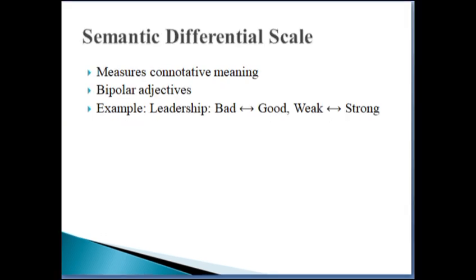Semantic Differential Scale. This scale was developed by Osgood and colleagues. It captures the emotional or attitudinal meaning of concepts. Respondents rate concepts along bipolar adjectives such as good, bad, strong, and weak. This scale is particularly used for branding, perception, and leadership studies, providing nuanced insight into attitudes.